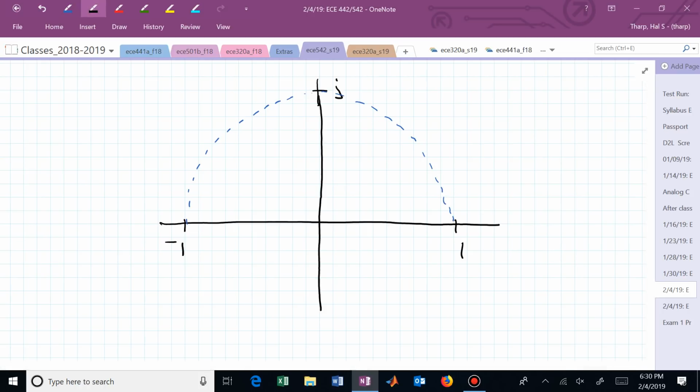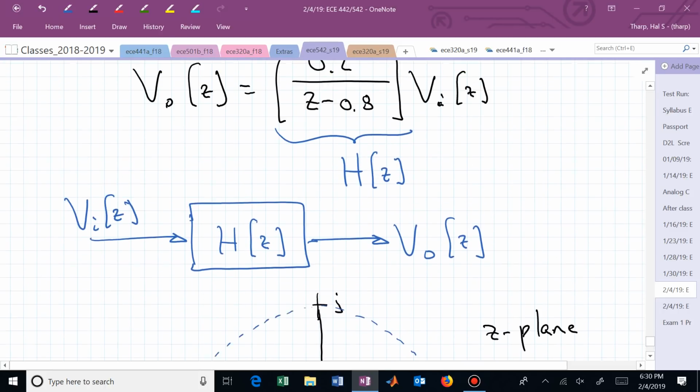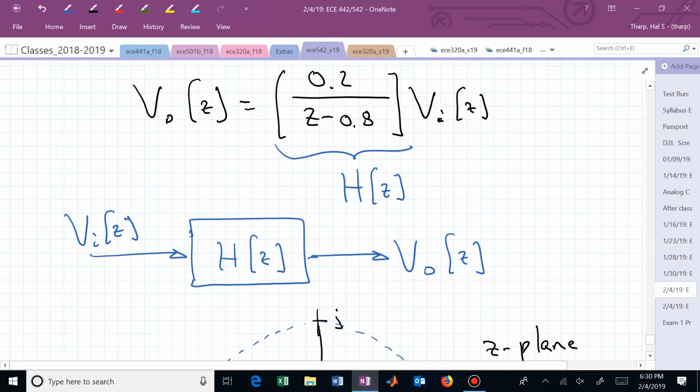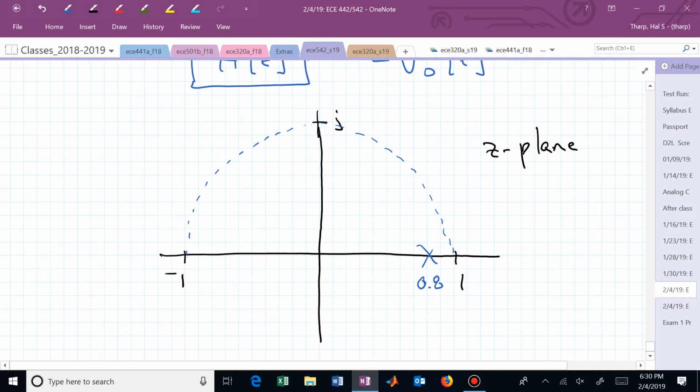This is now the z-plane, and my pole is going to be there at 0.8. Where's my zero? I don't have a finite zero. I only have one singularity, and that's that pole at 0.8.